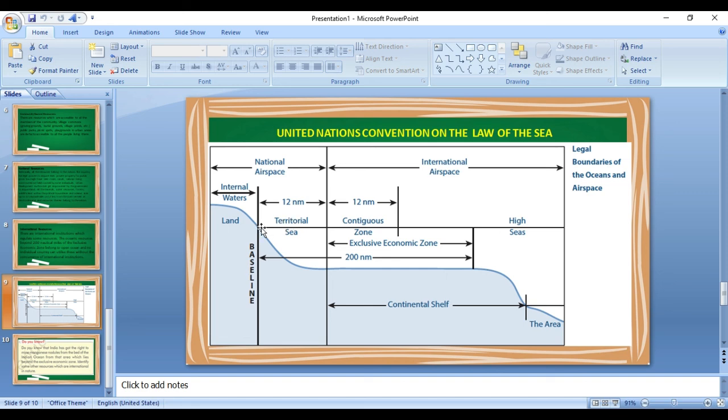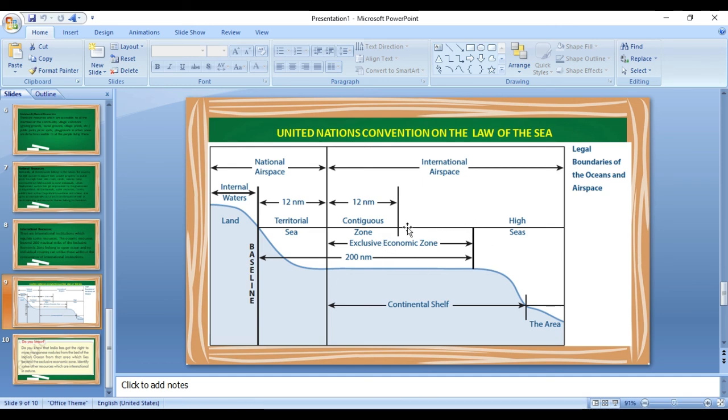Now look at this. From the baseline till 200 nautical miles, we call it the exclusive economic zone. What is the exclusive economic zone? Economic, the word is very clear, something to do with finance, with money. So if we get any mineral in this seabed, or any fish in this area, that is ours. India has the right to mine and extract minerals from here, as well as do fishing in this area, right?